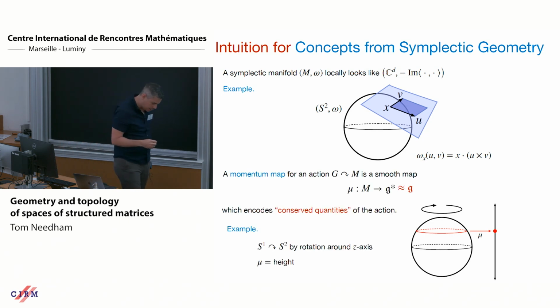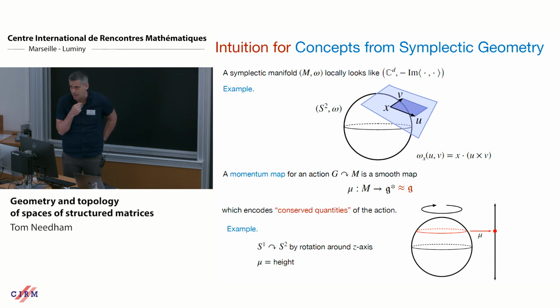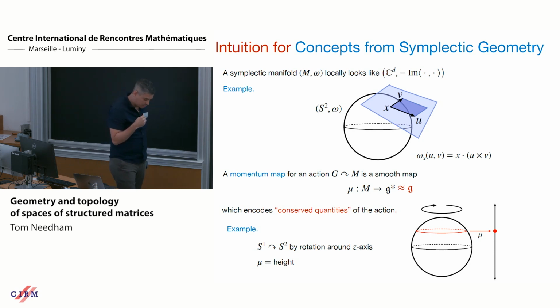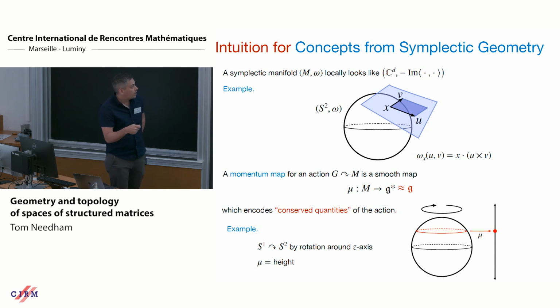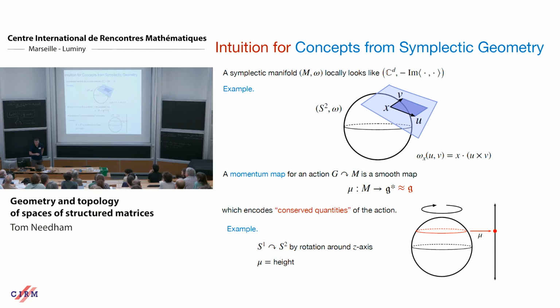One of the main tools that we're using is the notion of a momentum map. This comes from a group action on the symplectic manifold, and the definition is fairly technical, but the idea is that it's a function from the manifold to the dual of the Lie algebra, which somehow encodes the conserved quantities of the group action. And that intuitive idea is probably enough to get through the talk.